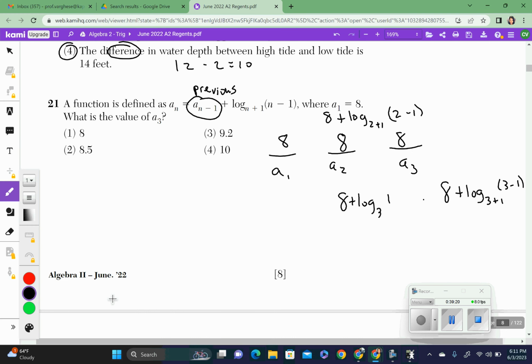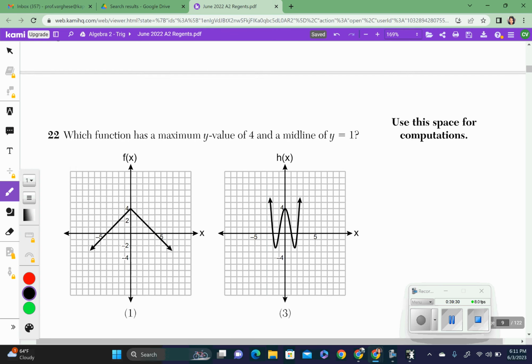So this last one is 8.5. And so what is A3? A3 is 8.5. So that's the correct answer. Okay, good. We're almost done with the multiple choice.